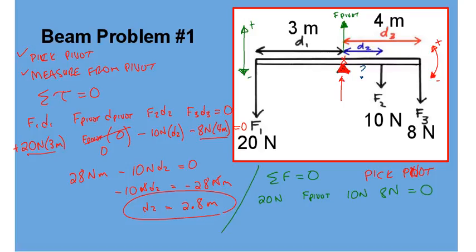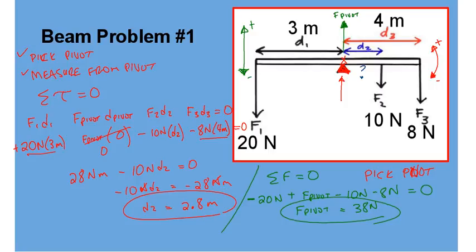And so the 20 newtons is downward. The pivot is up. These two are down. So that would be my equation. And it doesn't take a whole lot of arithmetic there to see that we're talking about 38 newtons of force that the pivot has to push up there in the middle.